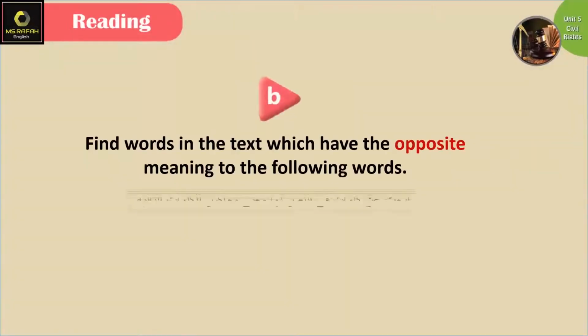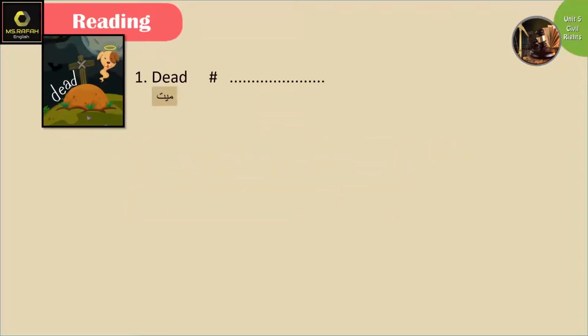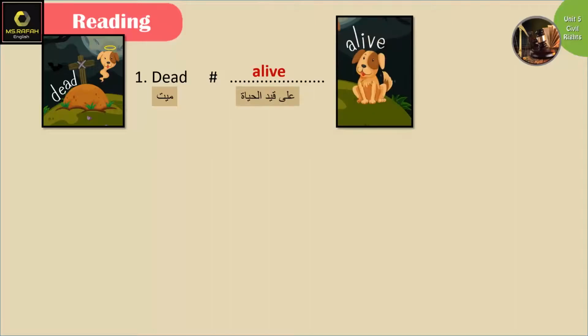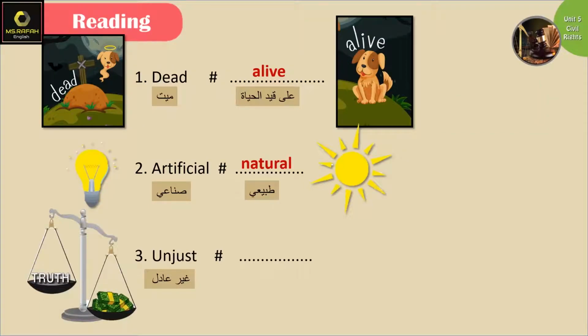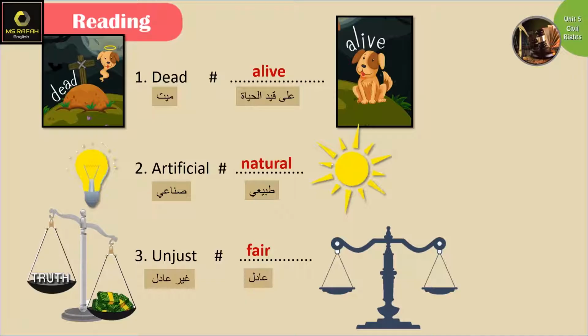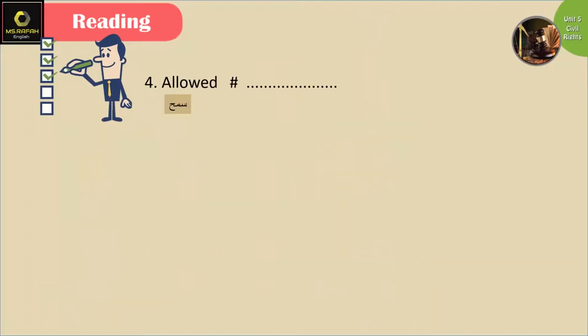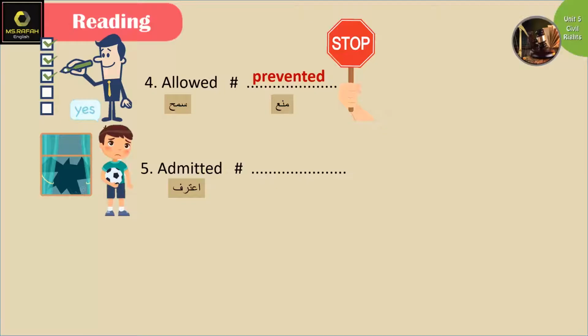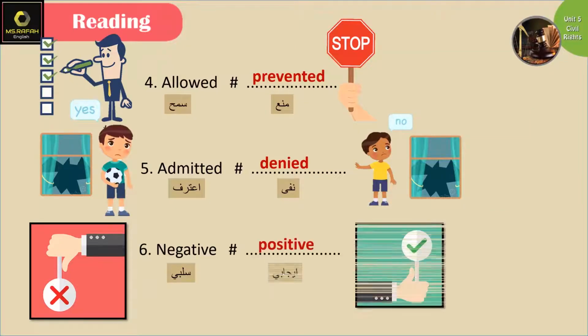Question B. Find words in the text which have the opposite meaning to the following words. Dead, alive. Artificial, natural. Unjust, fair. Allowed, prevented. Admitted, denied. Negative, positive.